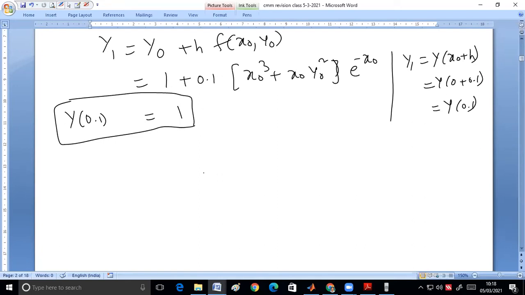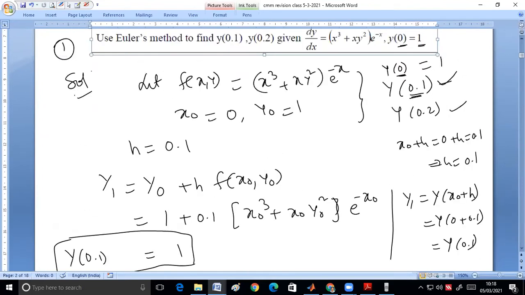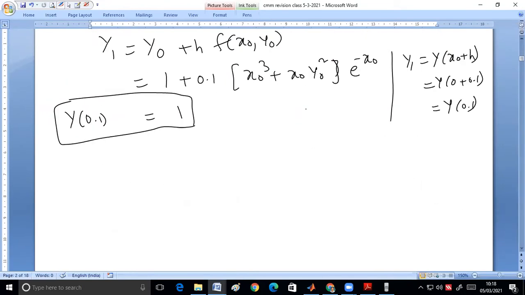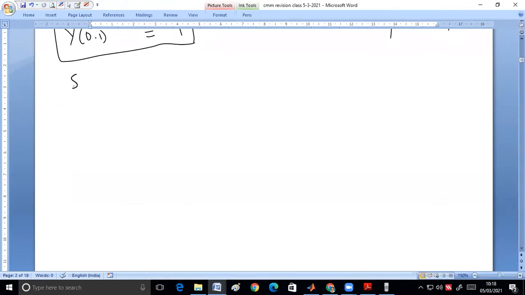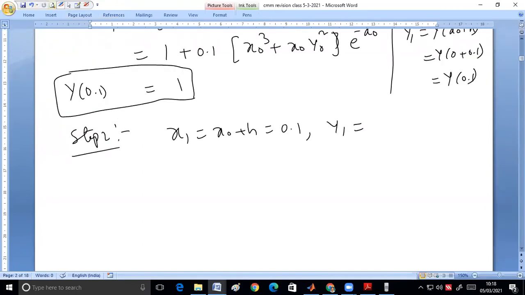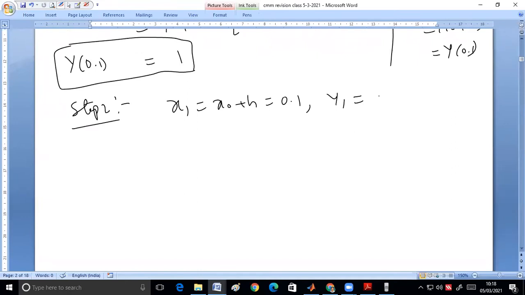Y equals 0.1. Now this is step 1. Again we will find y of 0.2. Step 2, the second iteration. Now x1 is nothing but x naught plus h. X naught is already 0, known, h is 0.1. So x1 equals 0.1. y1 is already known, equals 1.